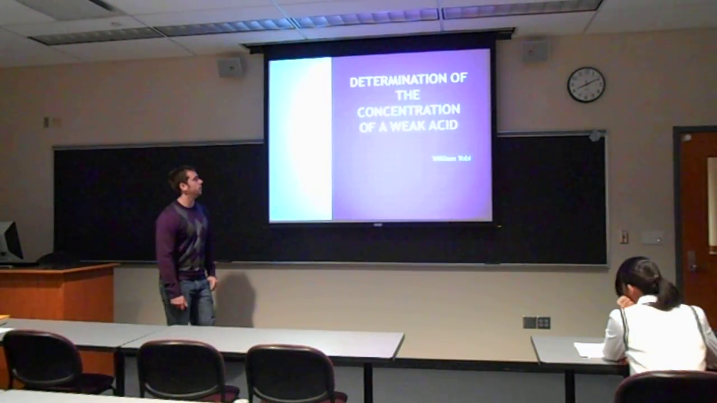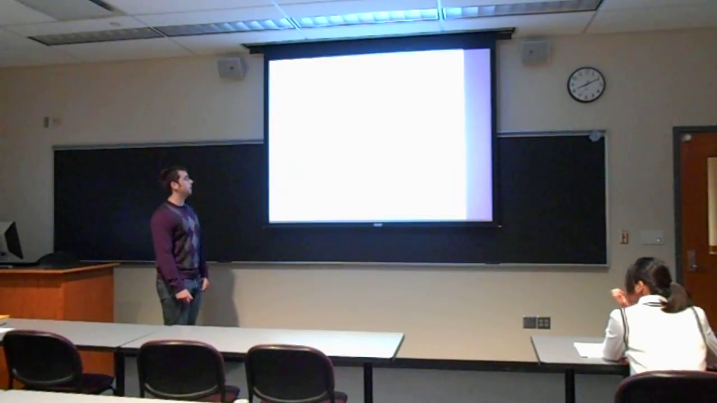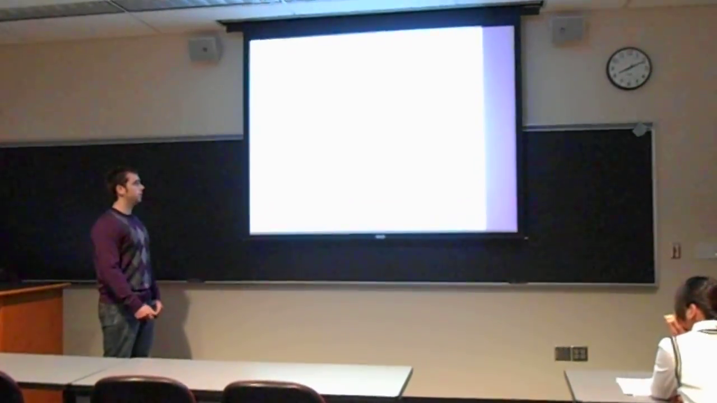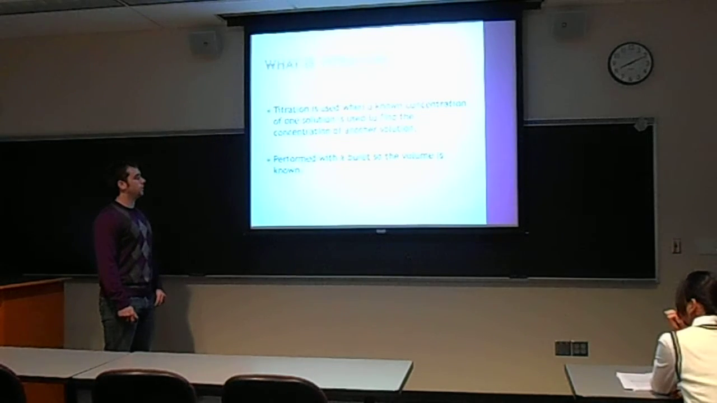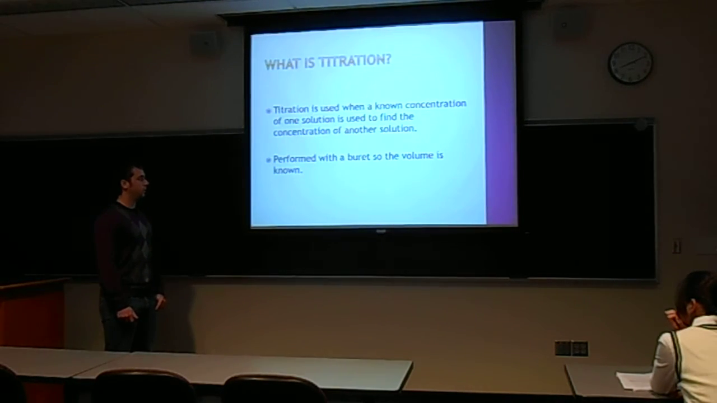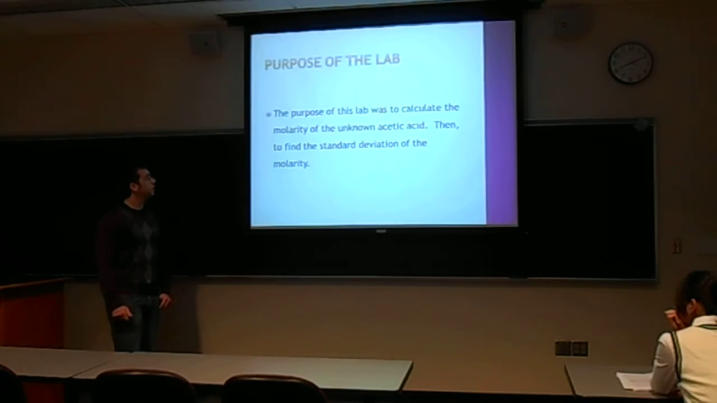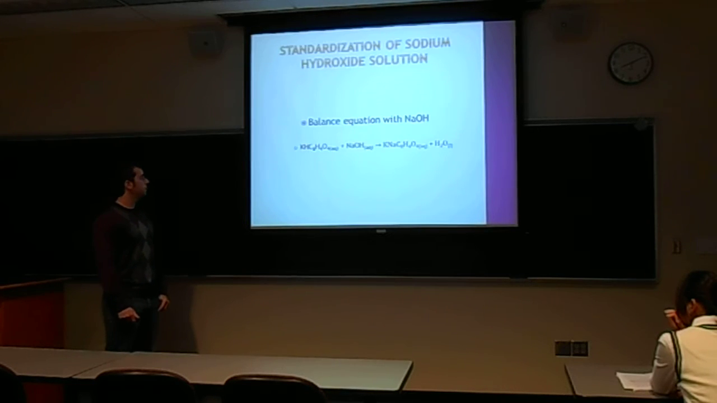Hi, I'm Yobi, and I'm going over how to find the determination of a concentration of a weak acid that we did in lab last week. We did this by titration. Titration is used to find a concentration that you don't know by using a concentration that you do know. It's performed with a burette, so the volume is known, and you can calculate it from that. The purpose of this lab was to calculate the molarity of an unknown acetic acid, and then to find the standard deviation of this molarity.